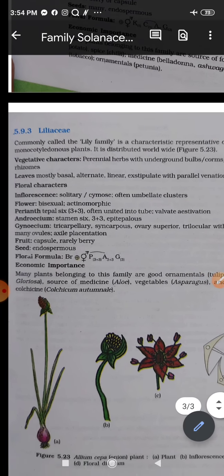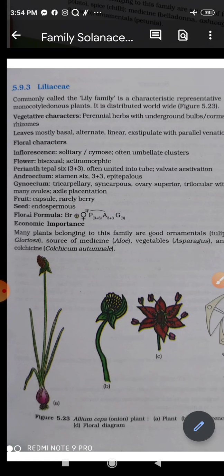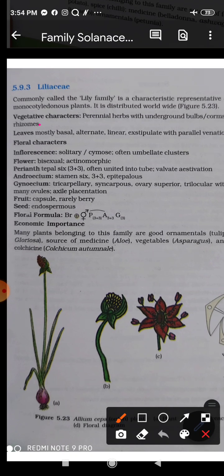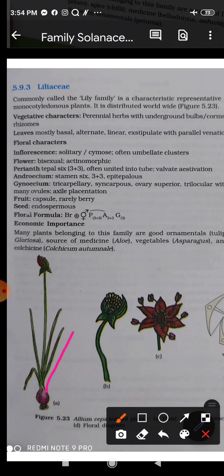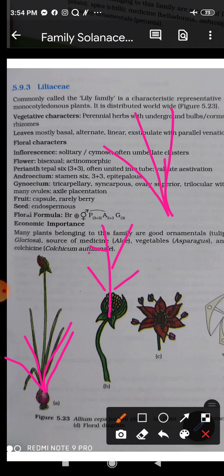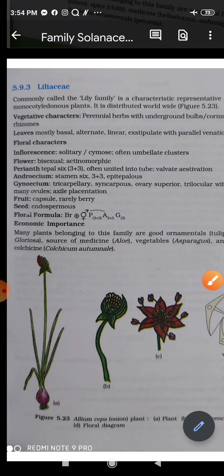Bulb, corm and rhizomes you studied as underground modifications in the lower classes. These rhizomes are also modified stems. So that is also an example. Leaves are mostly basal. If you look at the diagram here, the leaves are arising from the base. What we studied earlier, leaves are alternate, right? Like this. And here the leaves arise from the base. So leaves are basal. This is an example of basal leaves, right?